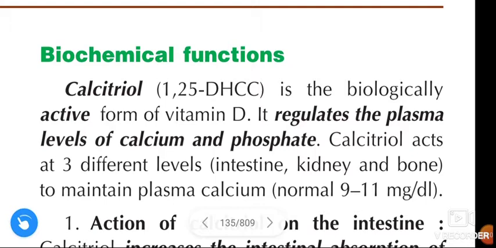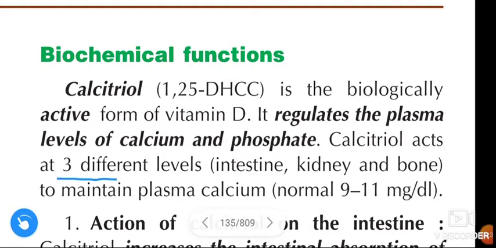In this video, we are going to learn about the biochemical functions of vitamin D. The chemical formula of calcitriol is 1,25 dihydroxycholecalciferol. Calcitriol is the biologically active form of vitamin D and it regulates the plasma level of calcium and phosphate.